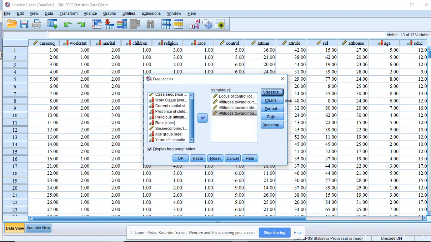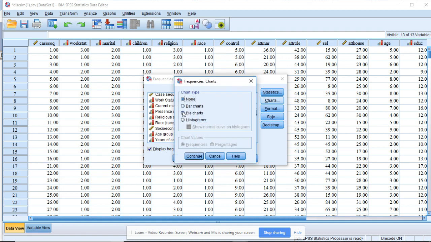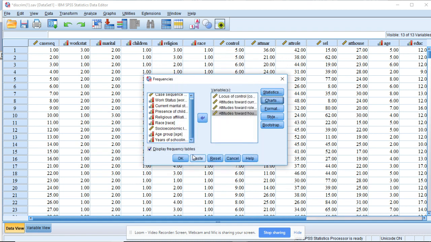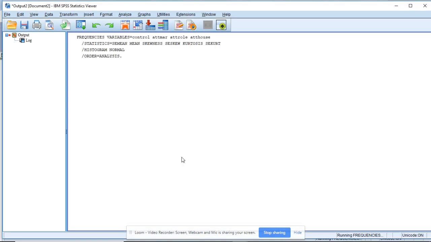Let's click continue, and charts, we're going to want our histograms with the normal curve. Okay, so let's run that. Sorry to do this a little out of order. It's just a little bit more efficient.